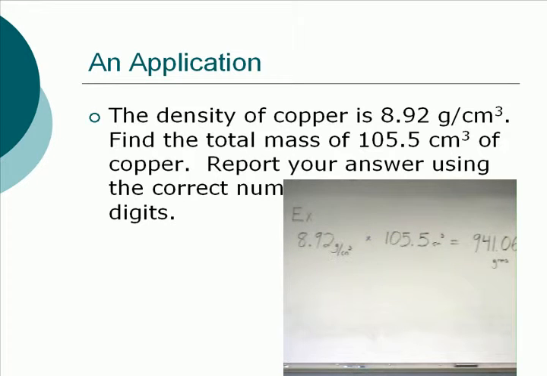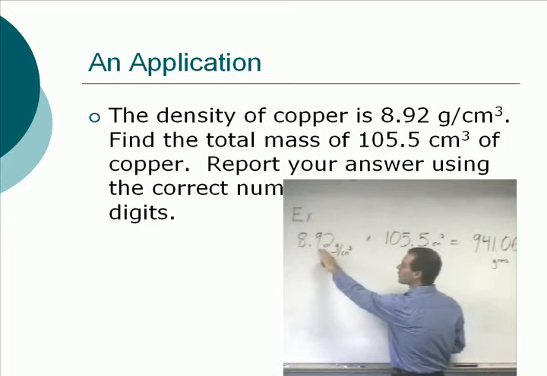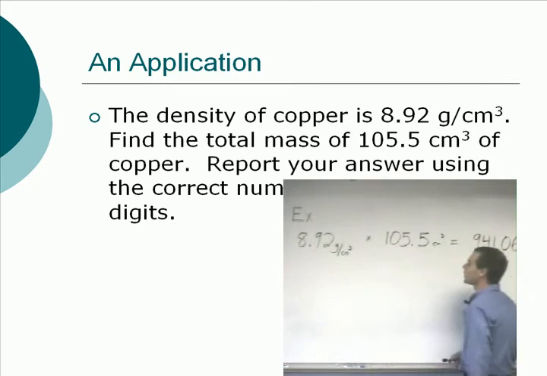Okay, well, we're going to multiply those two values together. We've got 105.5 cubic centimeters. Each cubic centimeter has a mass of 8.92 grams. Multiply that, you get 941.06 grams. Is that correct, or is that claiming too much accuracy?